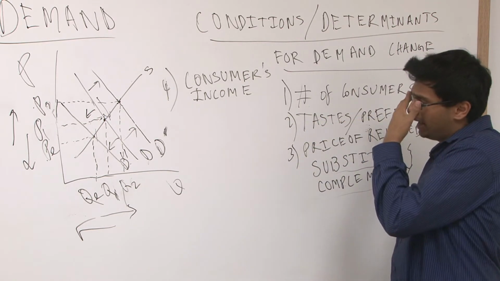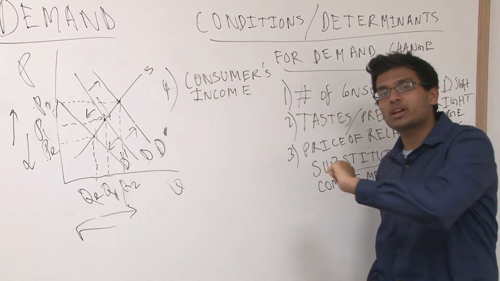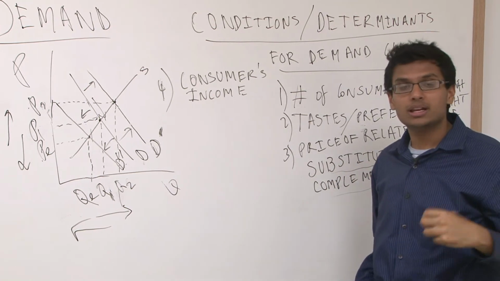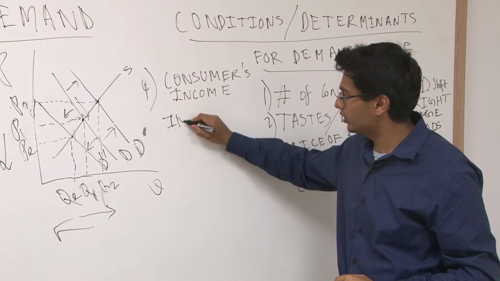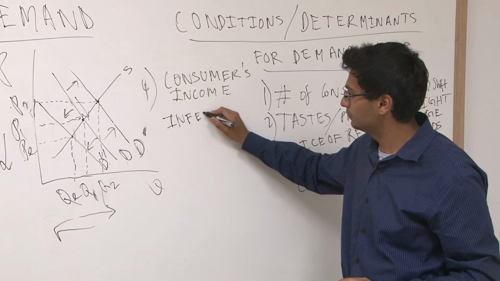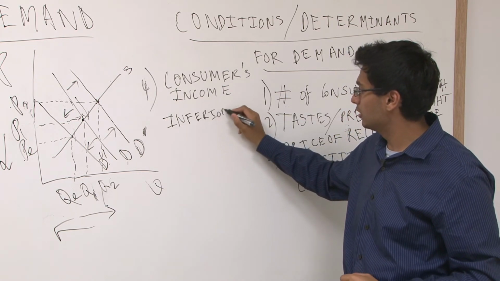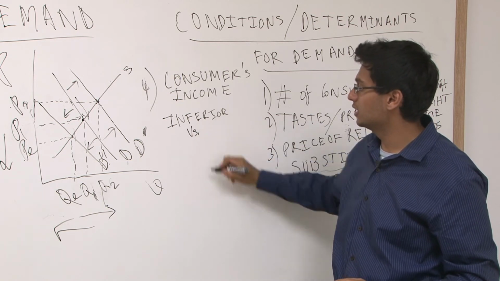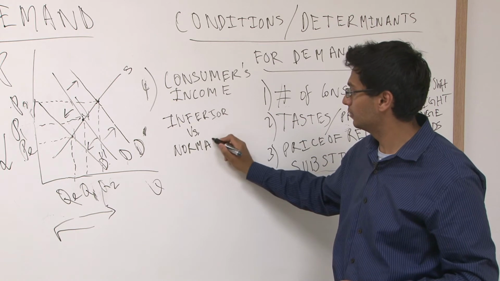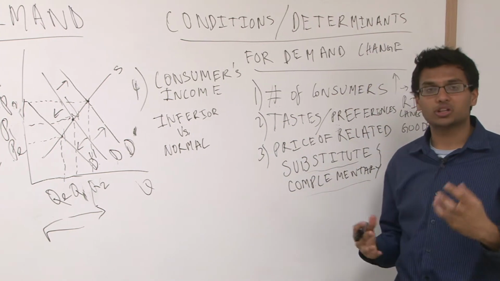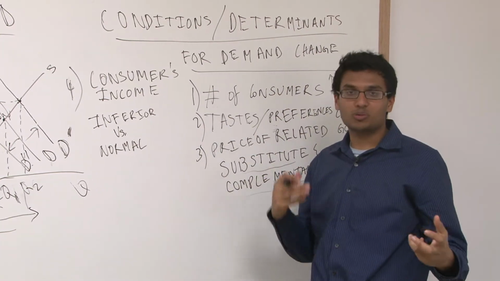And what do I mean by this? Two key terms when I talk about consumer income that you have to really know about are inferior goods and normal goods. Really important. So I'm going to write that down. Inferior versus normal goods. What are inferior goods and what are normal goods?